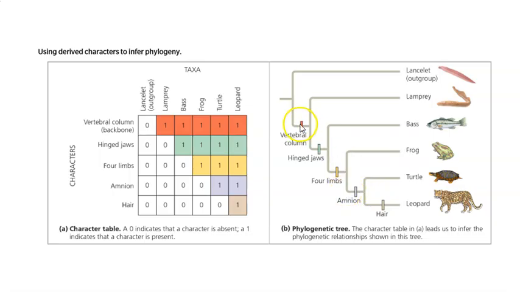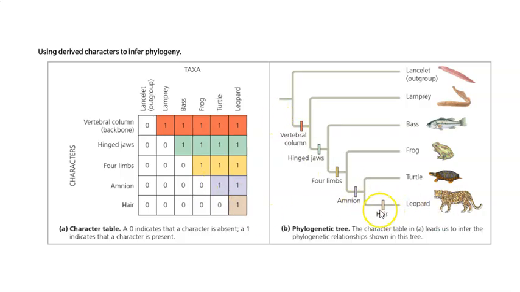So this is the evolution of that trait. Everything after that line right here should have a vertebral column, and they do, lamprey all the way through leopard. Hinged jaw is only the 4, forelimbs is only the 3, amnion is turtle and leopard, and then leopard is the only one that has hair.